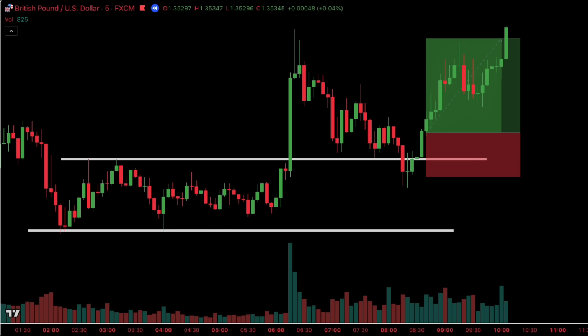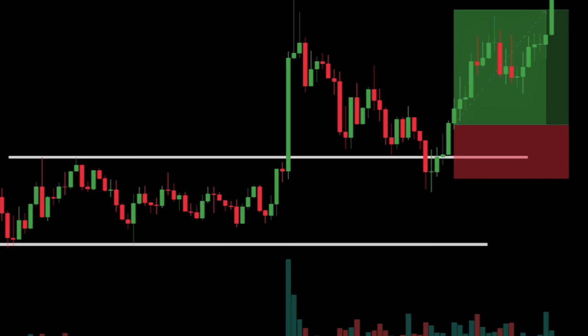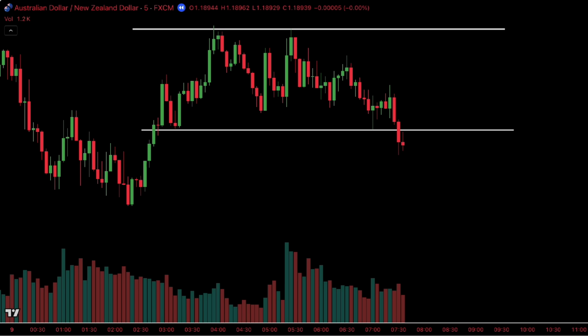This is how you trade breakouts the right way, not by chasing the move, but by waiting for the market to come back, create a trap, and then confirm the real direction. Now, let's look at another real chart example so you can understand the steps exactly.